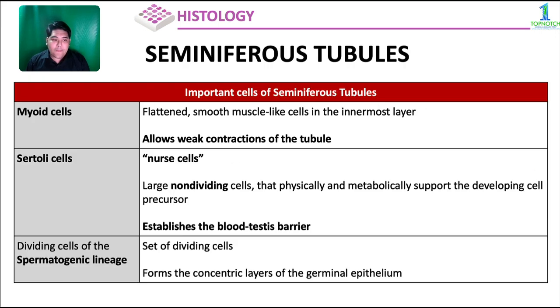Okay? Now, these are the different cells of your seminiferous tubule. You have your myoid cells, which allow contraction of the tubule. Your Sertoli cells, these are nurse cells, and they are part of the establishment of the blood-testis barrier. And you also have the dividing cells of the spermatogenic lineage.